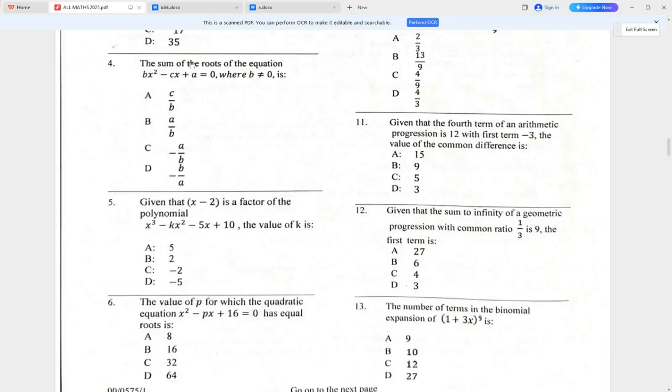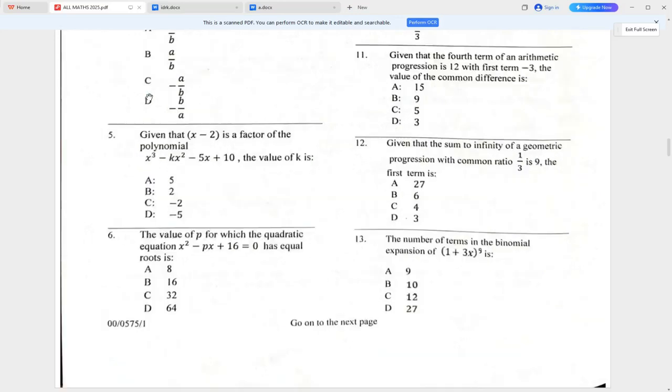Now question 4, the sum of roots of the quadratic equation bx squared minus cx plus a is equal to 0, where b is not equal to 0, is, the sum of roots of a quadratic equation is equal to the negative of the coefficient of the x term all over the coefficient of the x squared term. In this case, the coefficient of the x term is negative c, and negative of negative c is c, all over b. So we have A for question 4.